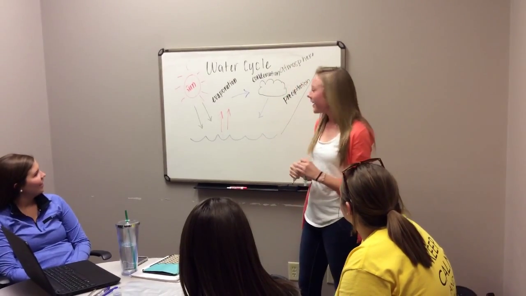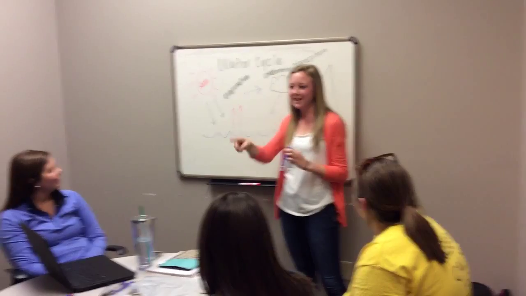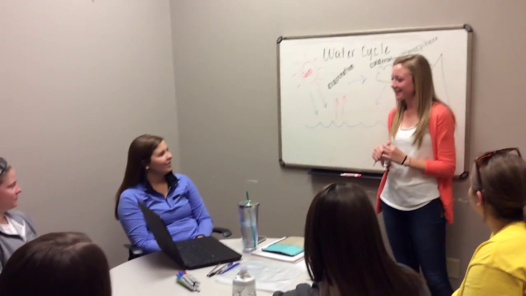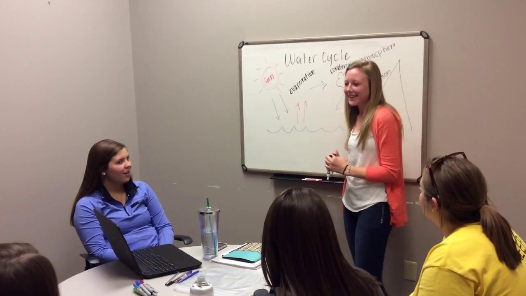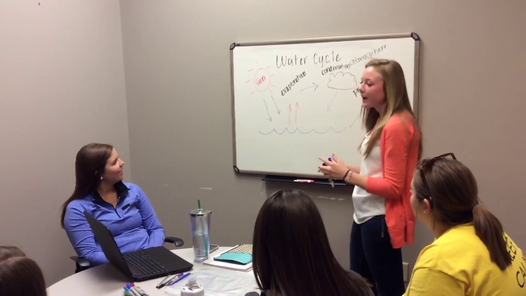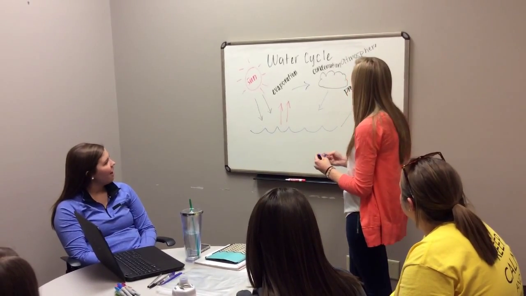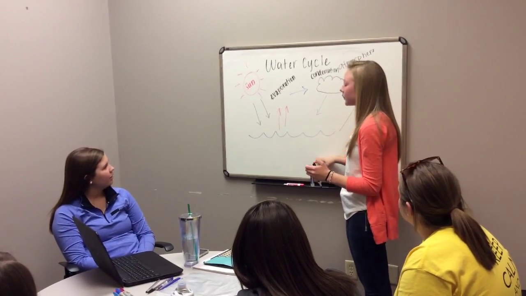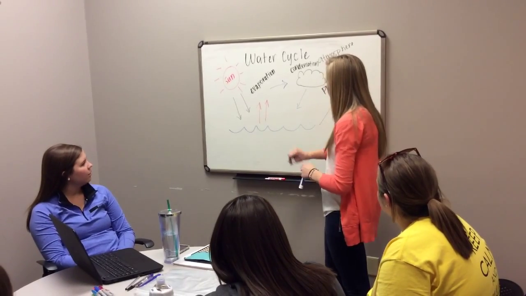Okay. Who can name some forms of precipitation? Anyone? Yes. Rain. Anyone else? Snow. Okay, so there's rain, snow, sleet, hail. All of these can come out of the cloud, and they can come out on the land or back into the water, but they always flow back into the main source.